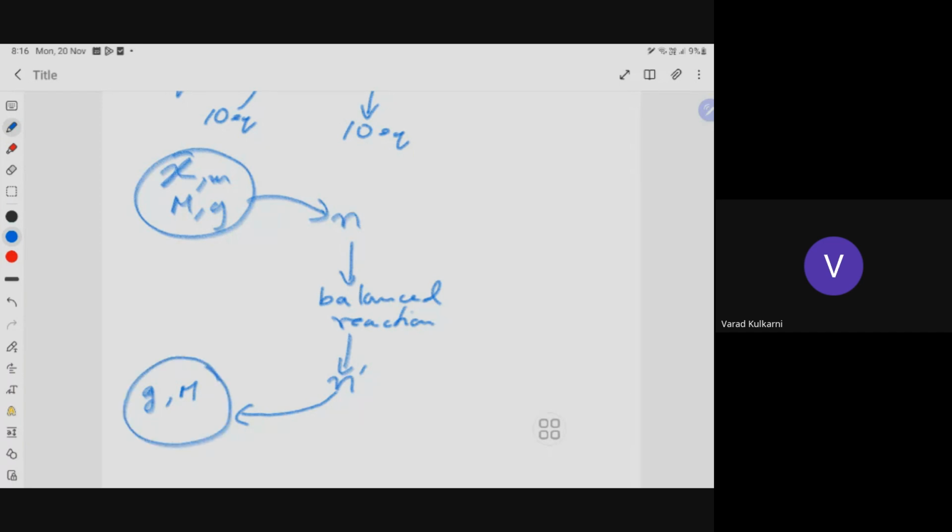Now, in equivalence, what we'll be doing is shortcutting this balancing of the reaction. From the number of moles, we find how many equivalents it is. Those equivalents will be of the other substance also. So from there, you will find out the number of moles of the other substance, right? Is this math clear to you guys?